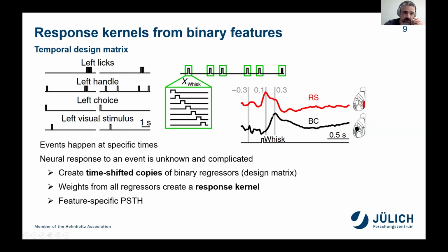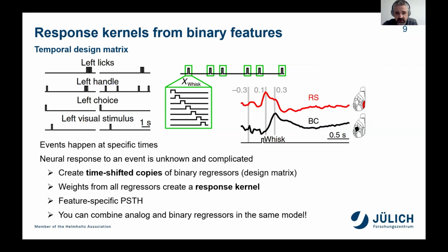And a way to think about these response kernels is basically that they're like feature-specific trial averages, like a PSTH. But basically, if you pull them out of a larger model that can account for different factors, this PSTH is basically the one that is the response to that specific feature, whereas the response to other features lives somewhere else in the model. And if you sum them all together, you would get the full neural prediction.